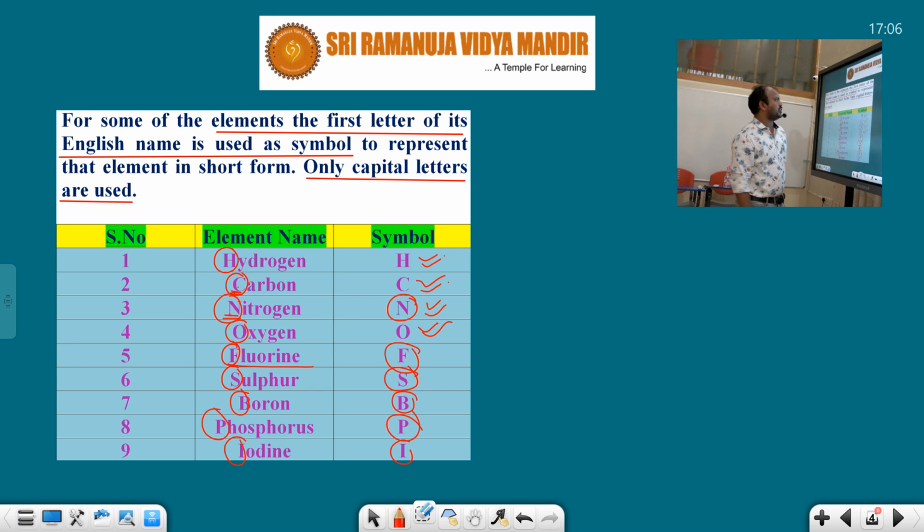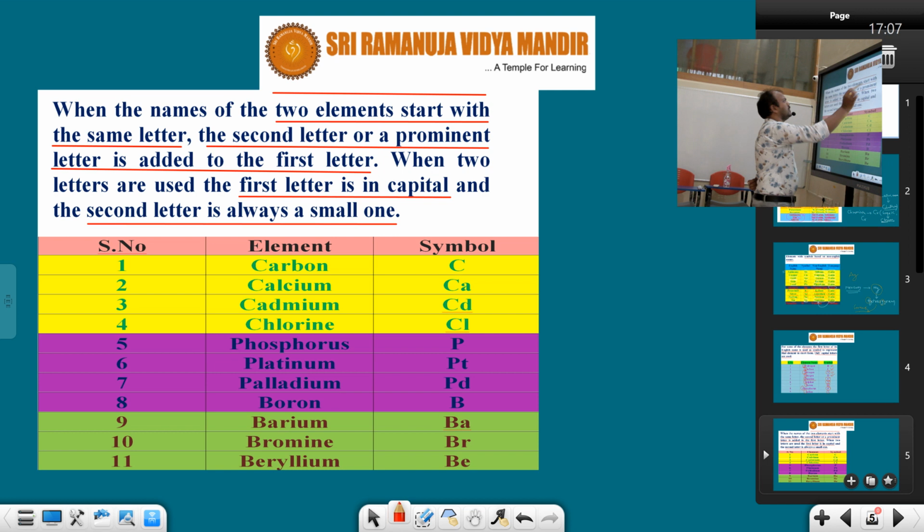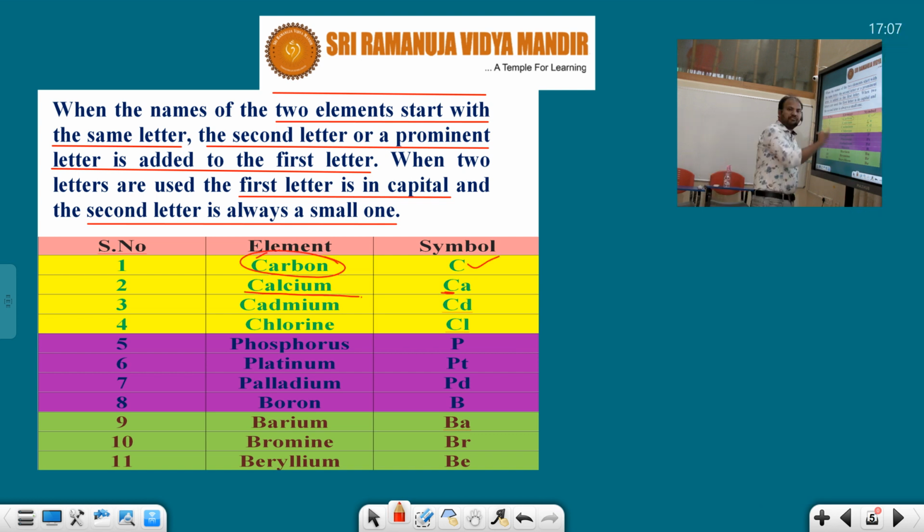After that, you should take this. When the names of two elements start with the same letter, the second letter or a prominent letter is added to the first letter. When two letters are used, the first letter is capital and the second letter is always small. I had already told you. Carbon, the first letter is C. In calcium, the first letter is also C. C stands for carbon, but it is a different element. So for calcium, the second letter is A. First of all, you have to follow the order of priority: first letter, after that second letter, after that any prominent letter.